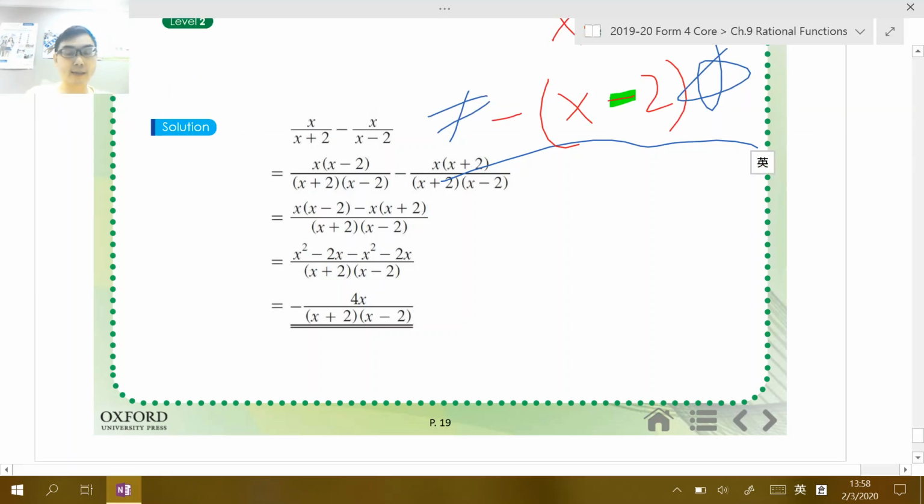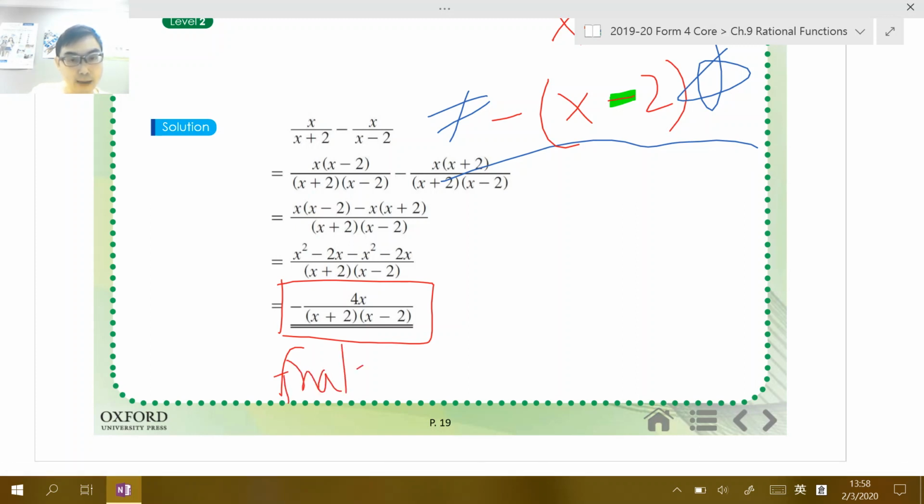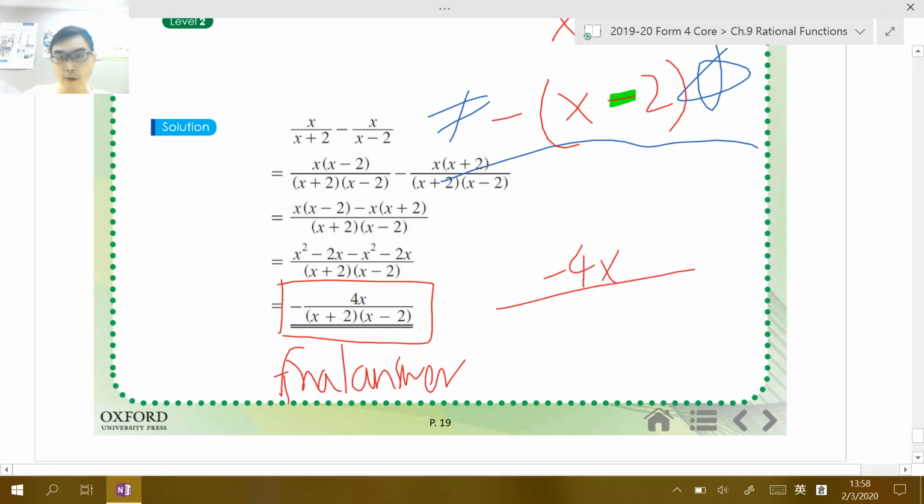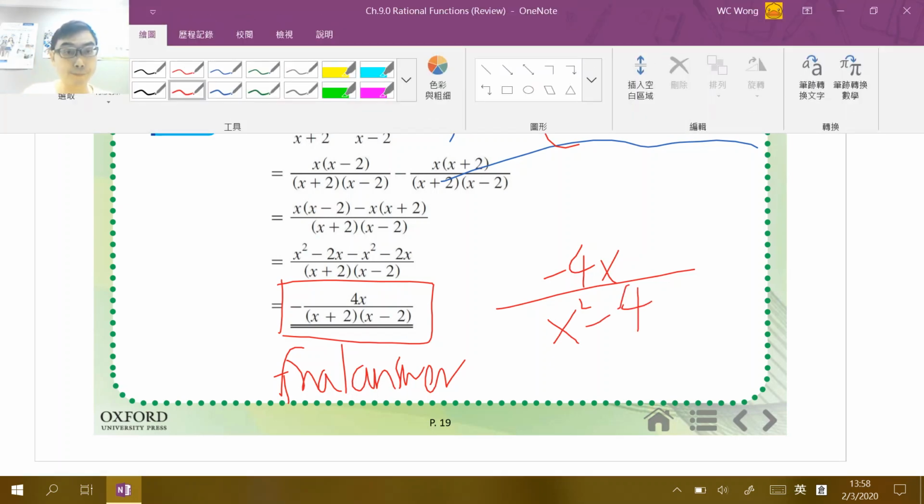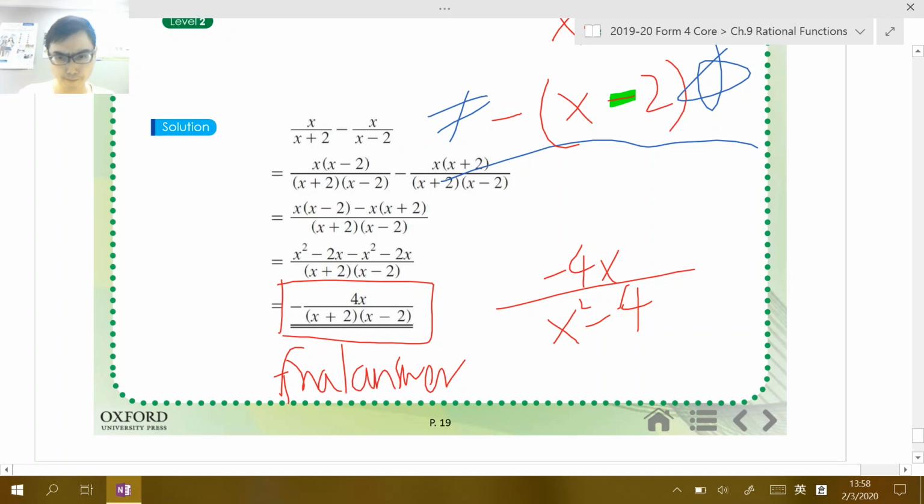Before I end the clip and give you some results, this one we will say is the final answer. And do remember one more thing: some of you may ask, "Mr. Wang, do I need to expand the denominator to become x squared minus 4 because I can use the identity?" The answer is no, no, no. I cannot say this is the wrong answer, but it's not the final answer.